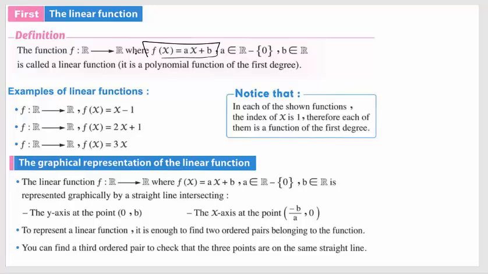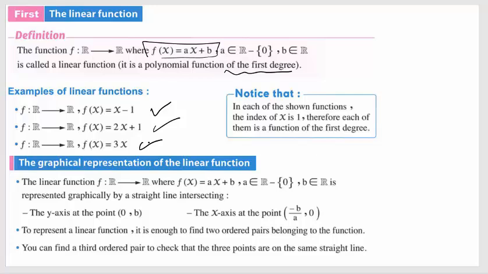Note that the linear function is a first degree function. This means that to know that this function is a linear function, it shouldn't have a power more than power 1, because it's first degree, so it has only x, just x, not x squared, not x cubed, not a function without x. So some examples for the linear functions is f of x equals x minus 1. It has only x, not x squared, not x cubed. And the other one is f of x equals 2x plus 1. The last one is f of x equals 3x.